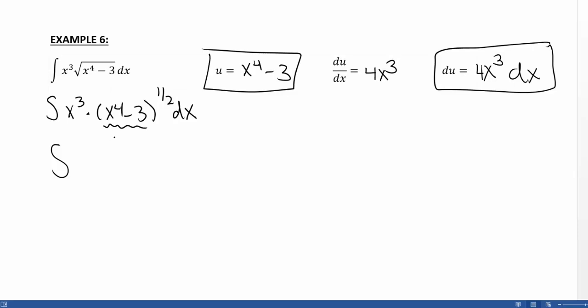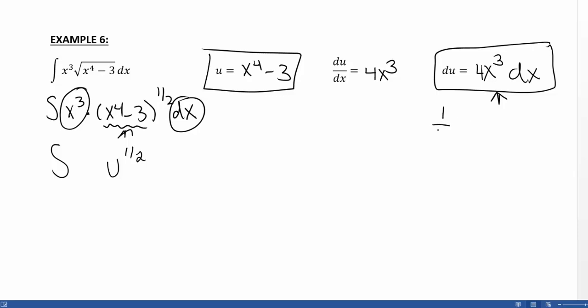So first I want to plug in my u into the parenthesis that was raised to the power. So that's u to the 1/2. Then I want to look at what's left and compare. So what I have in my antiderivative is x cubed dx. If I come over here to my du, I see I have a 4x cubed dx, but that's only different by a factor of 4.